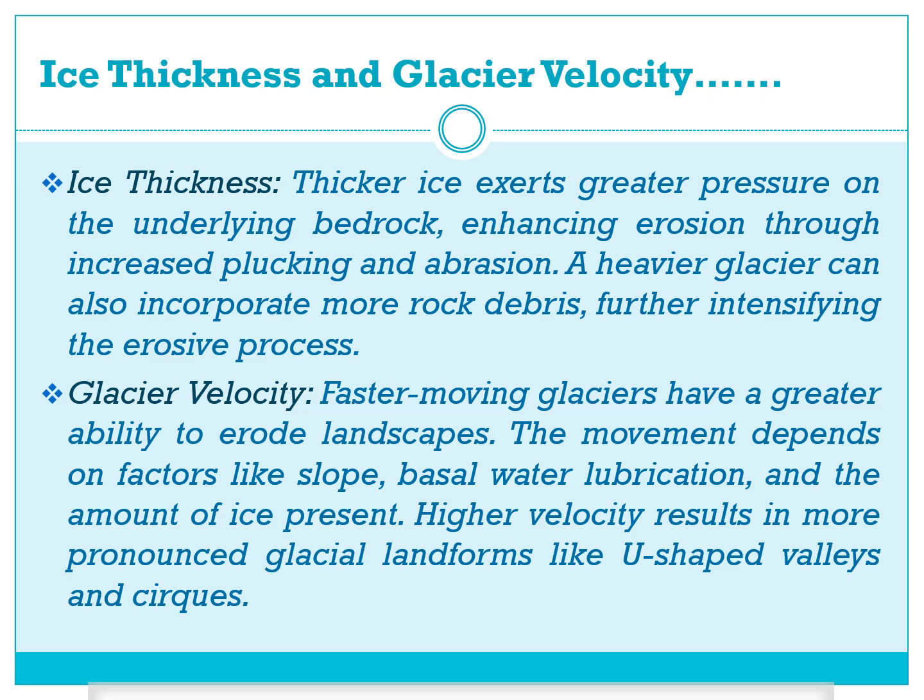Glacier velocity. Faster moving glaciers have a greater ability to erode landscapes. The movement depends on factors like slope, basal water lubrication, and the amount of ice present. Higher velocity results in more pronounced glacial landforms like U-shaped valleys and cirques.